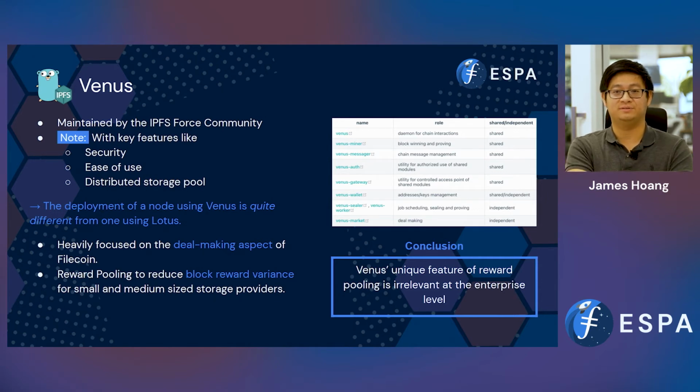That brings us to the main key feature that separates Venus from Lotus, which would be reward pooling. Reward pooling is a feature where the total capacity of all the storage providers in the pool are combined. This results in more block rewards, since more capacity on chain means more power and therefore more block rewards. However, as a large-scale multi-petabyte or even exabyte enterprise-level storage provider, this feature would be irrelevant to that storage provider.